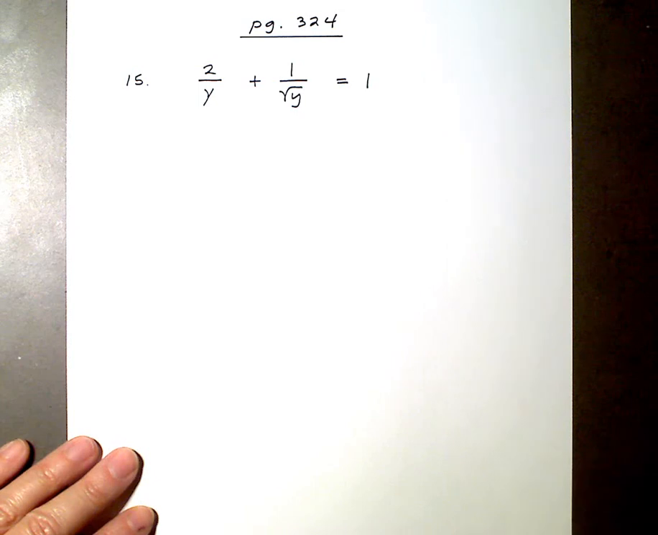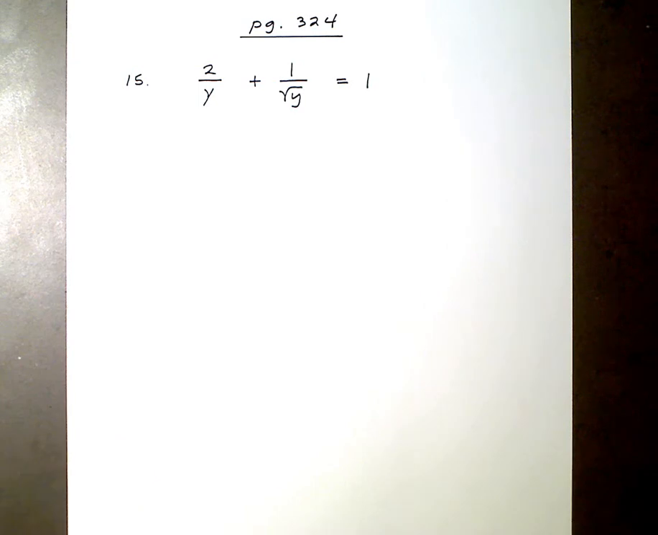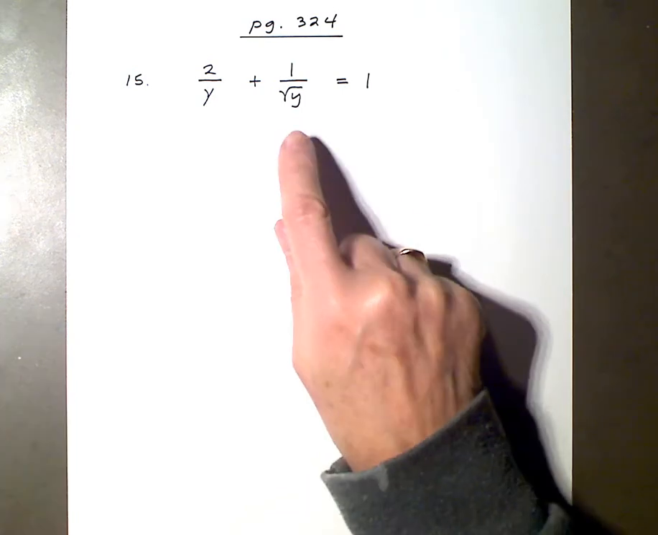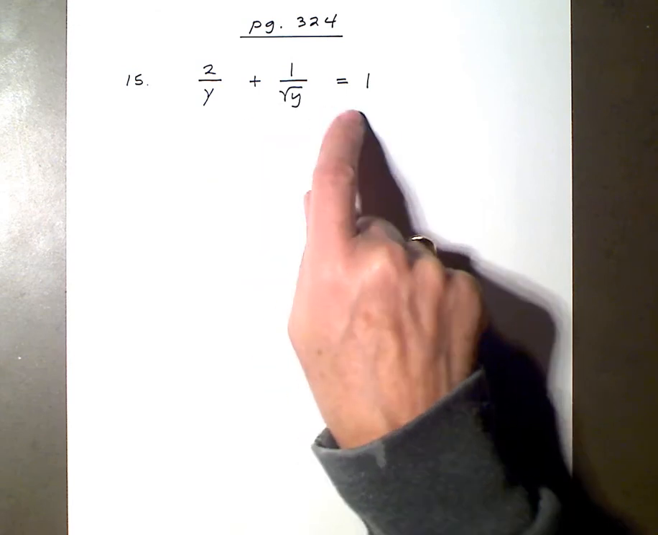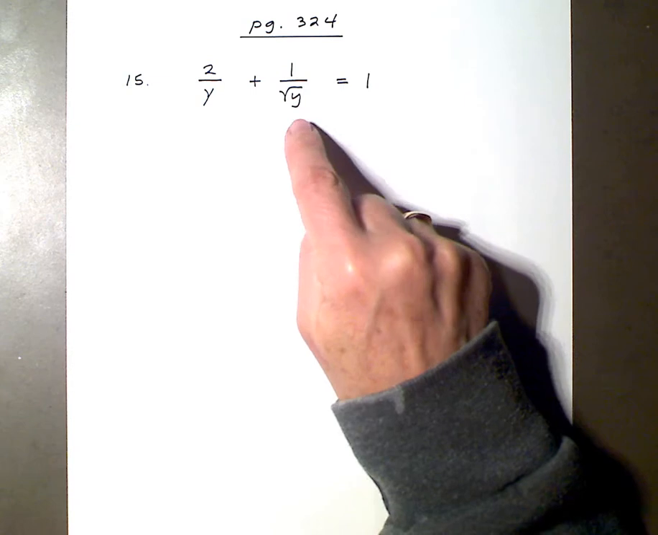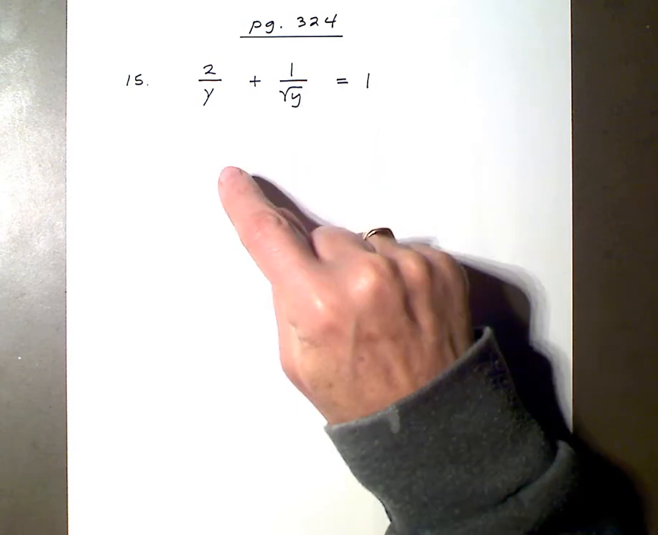All right, this is number 15 on page 324. And in this, we're identifying equations that are in quadratic form and using a u substitution. So I'm looking at this equation, and I'm finding a function of x that's in one position and squared in another position or another term.